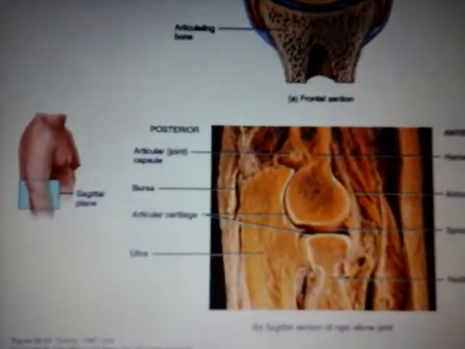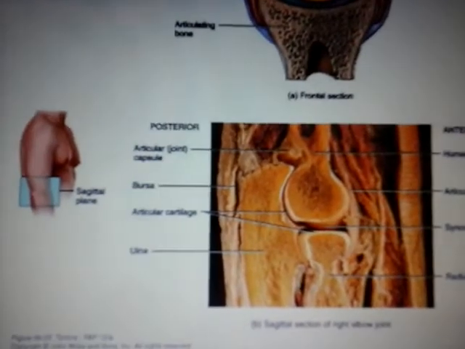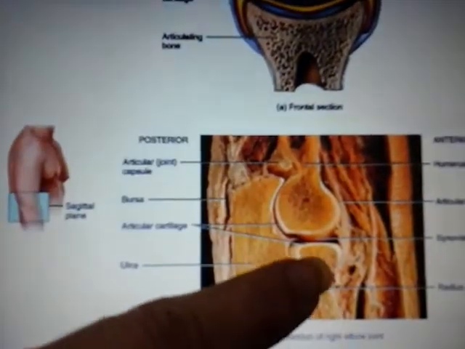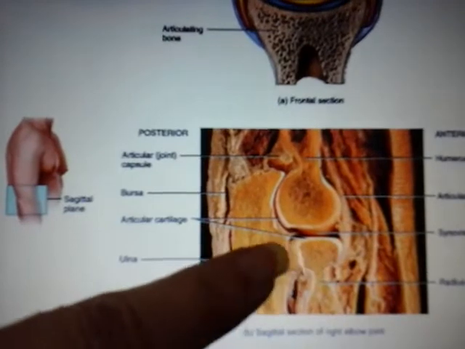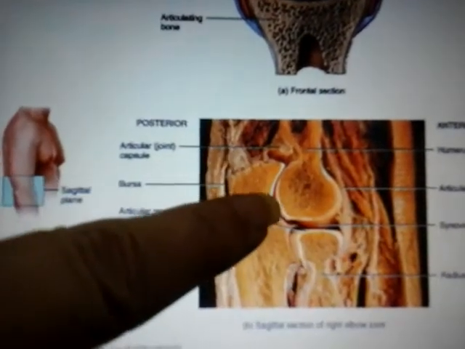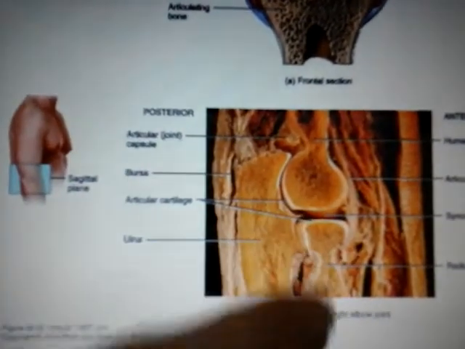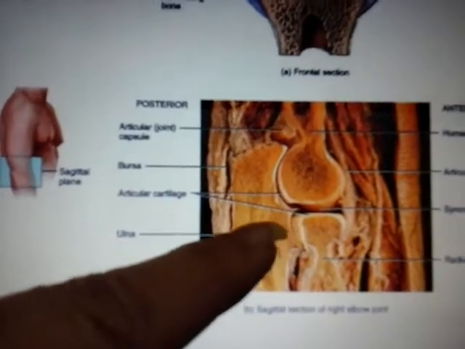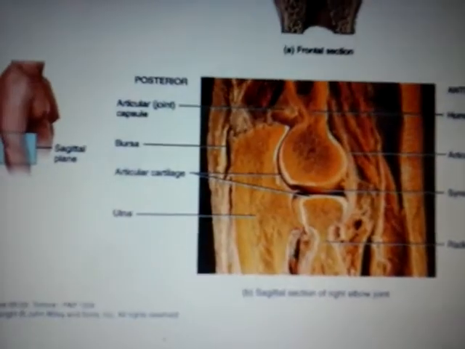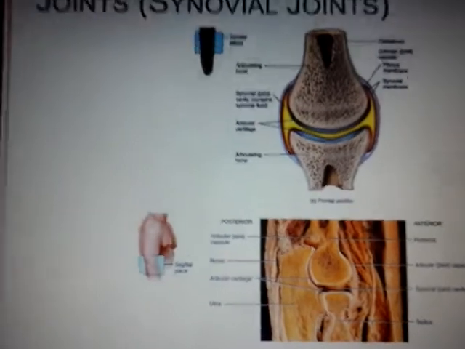This is an actual picture of your elbow. It's an MRI. Here's the humerus, there's the radius, and that right there would be your synovial cavity. This white stuff that you see represents the articular cartilage. And then the fluid would be in between there in order to keep that joint lubricated.